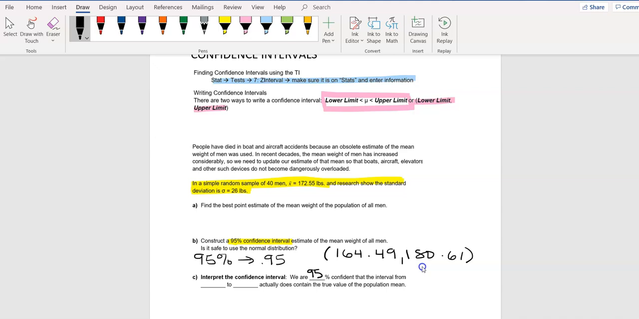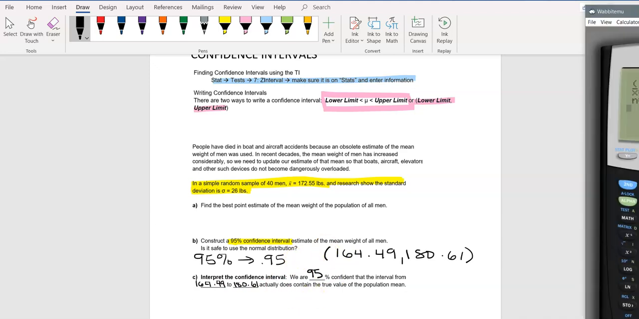95% confident that the interval from 164.49 to 180.61, so that range in weight, because we're talking in this particular question about the weight of men on various devices, such as elevators, aircraft, and so forth. So in this range of weight, from 164.49 to 180.61, I'm 95% sure that the true value of the mean will fall in that range. Okay? So that's what our confidence interval is asking us to do.